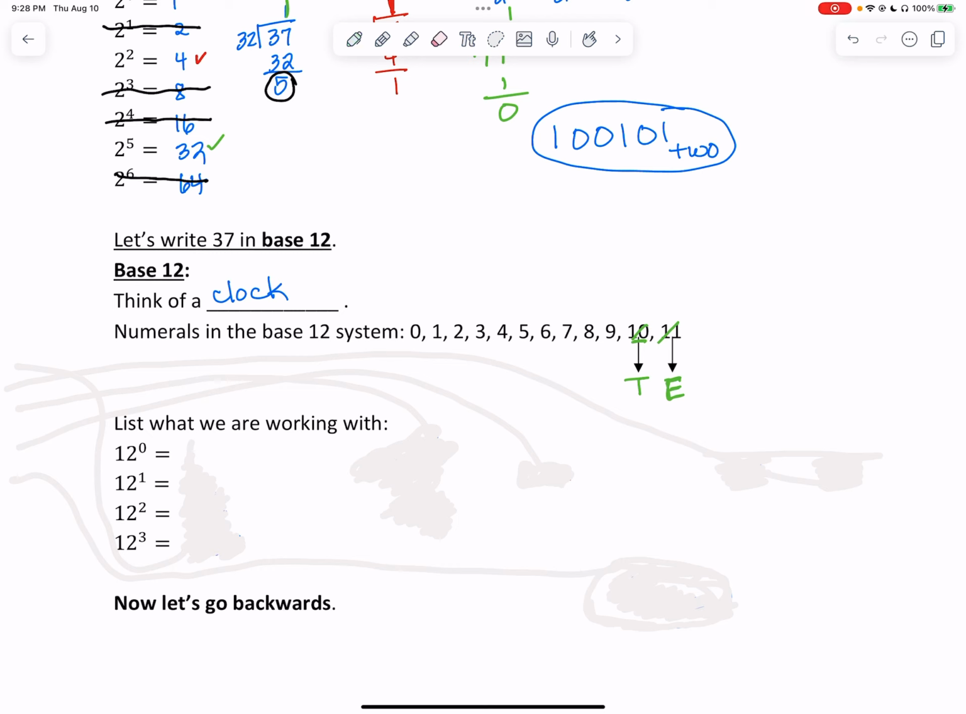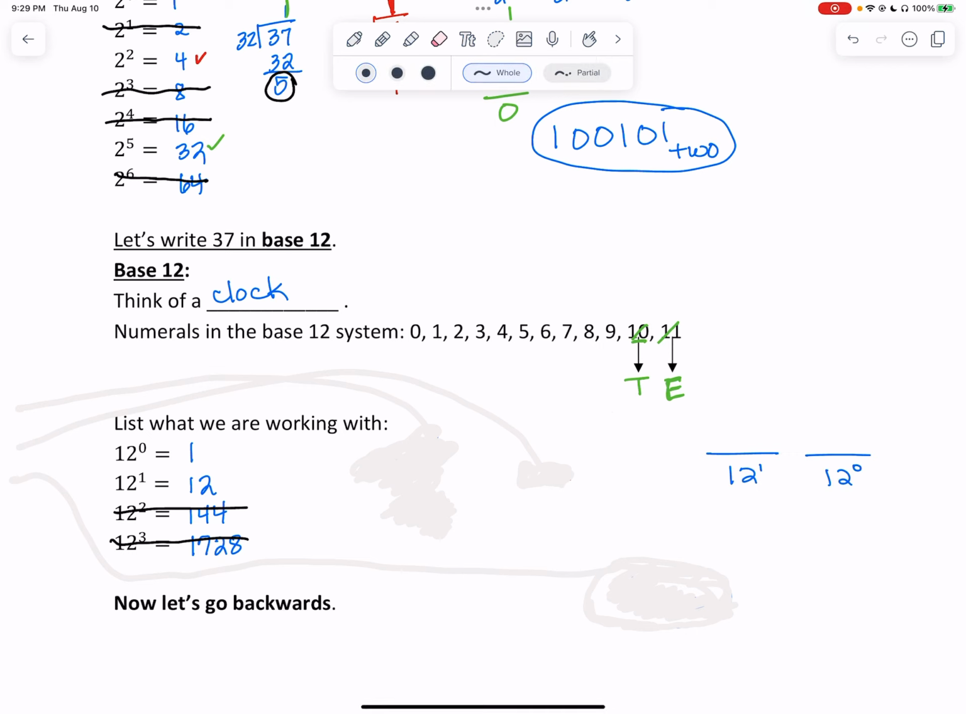We're dealing with base 12, so the first thing we do is get our list of numbers that we're going to deal with. Notice we're at 37, so this one isn't going to work. That's too big. All we have is 2, so my answer is going to have 2 digits: 12 to the 0 and 12 to the first. You could call that units and a rod, or a long.